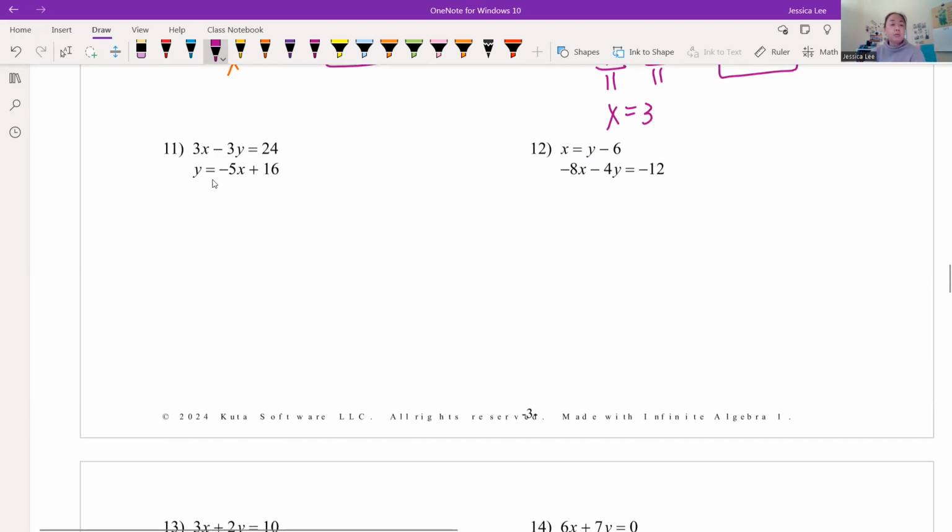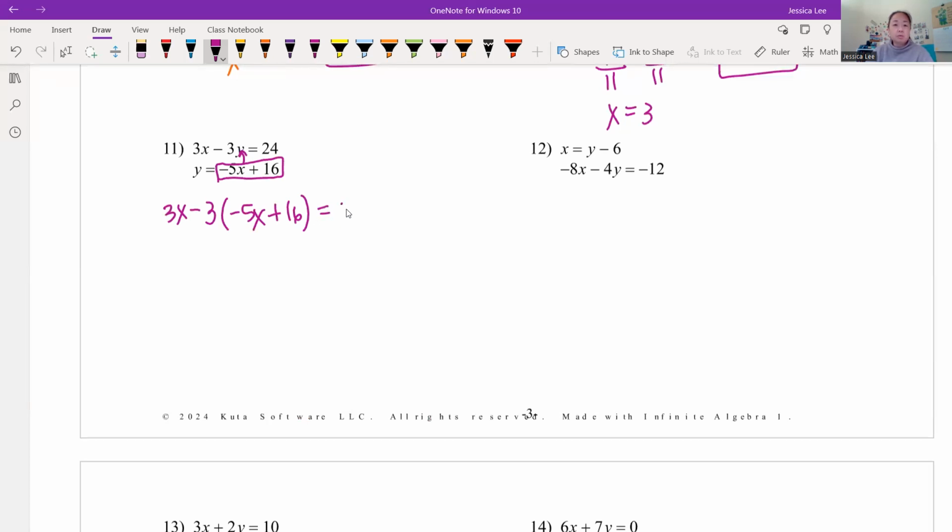Notice one is in standard form, the other one is in slope-intercept form. Not like what we've done before. So we're still going to use substitution, but it's not going to look the same as what we've been doing, right? So we got 3x minus 3. But instead of y, we know that y is equal to 5x plus 16. We're going to plug that in for y. So instead of y, we're plugging in 5x plus 16 equals 24.